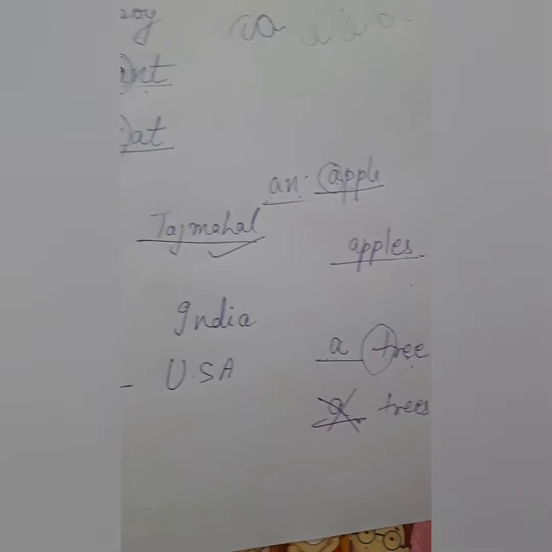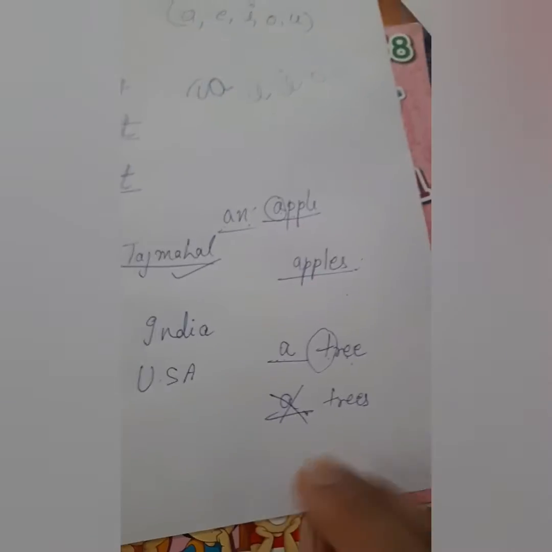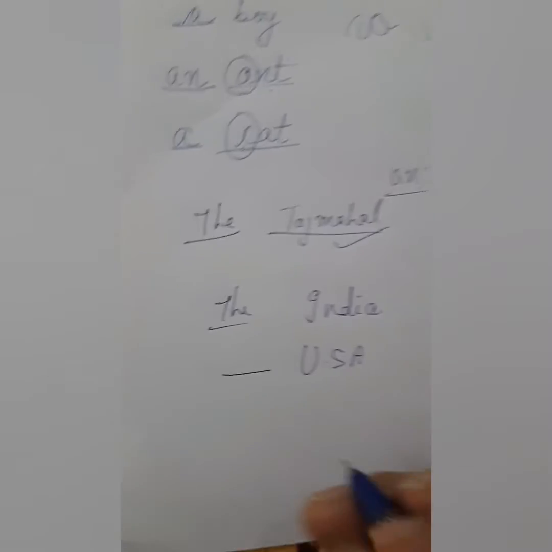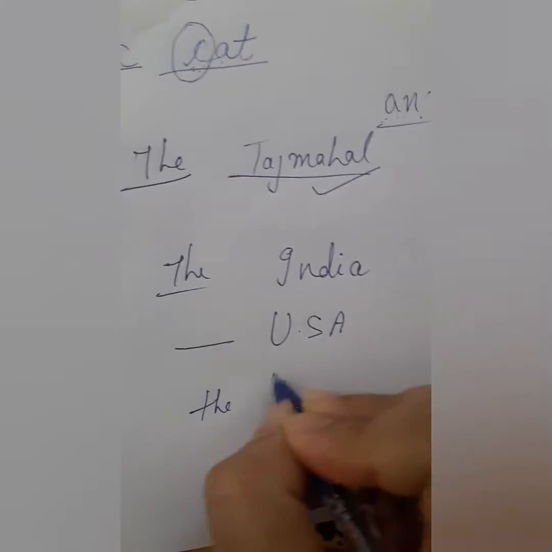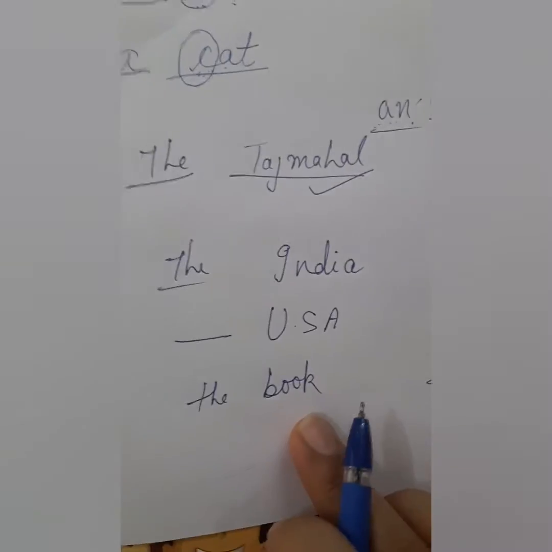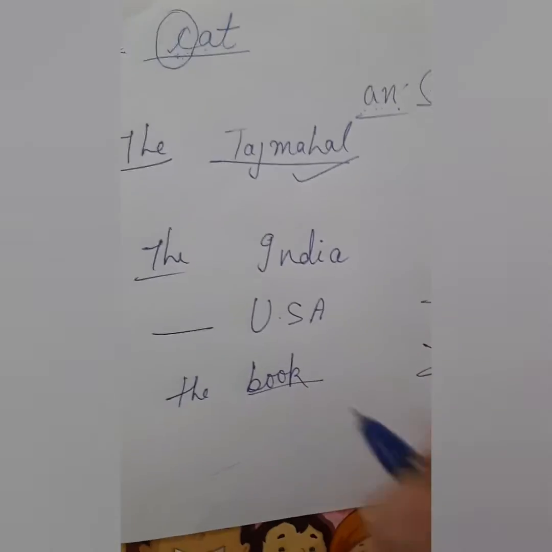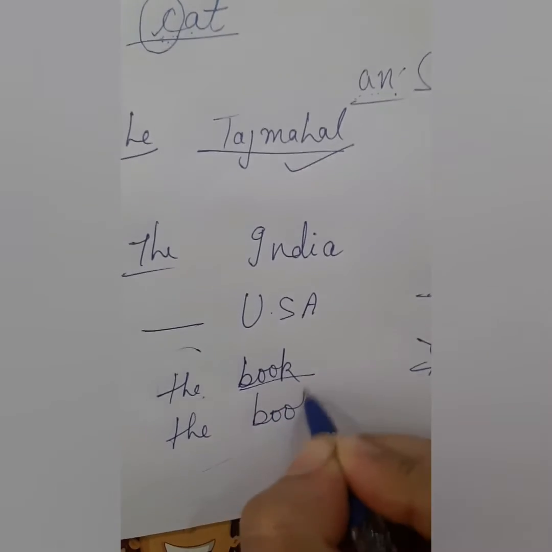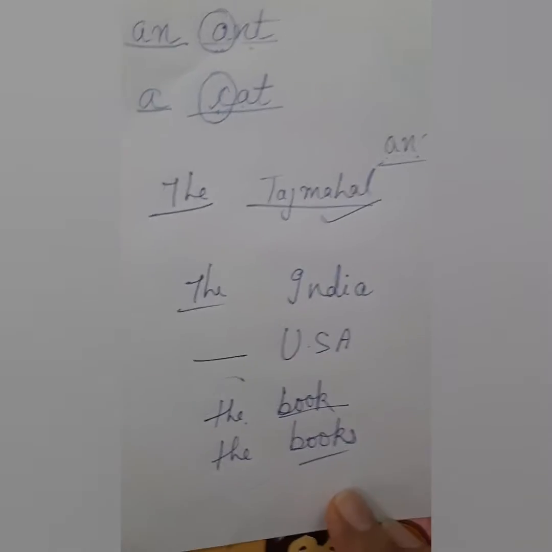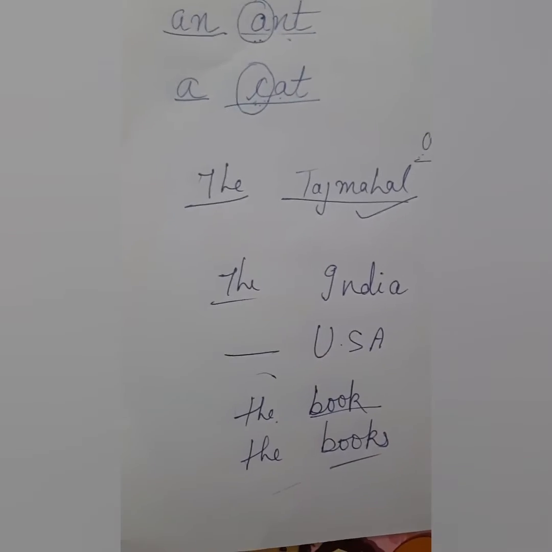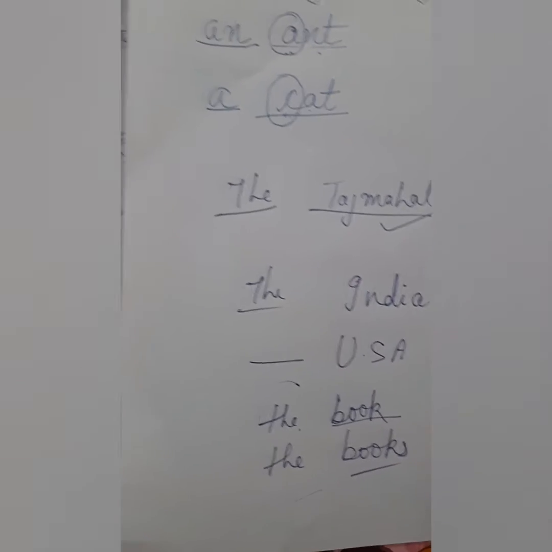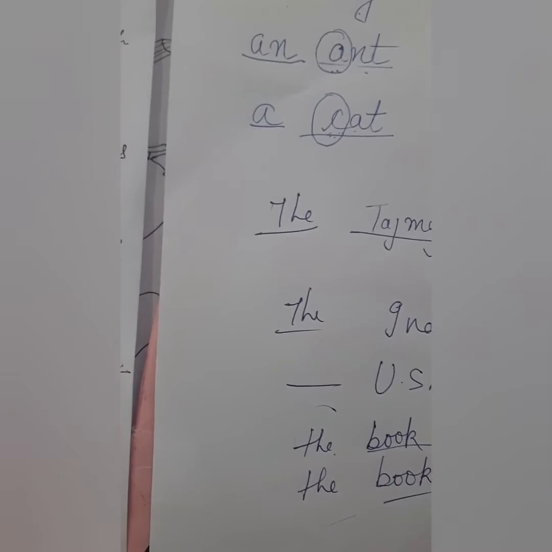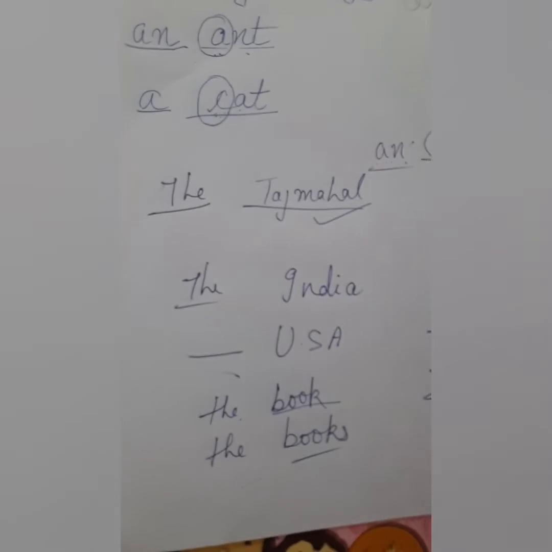And the definite article can be used with singular countable nouns also and plural countable nouns also. For example, we can say the book. Only one book is there, so we are using the book, and the books. So the can be used before singular countable nouns, plural countable nouns and uncountable nouns, like the rice or the milk.